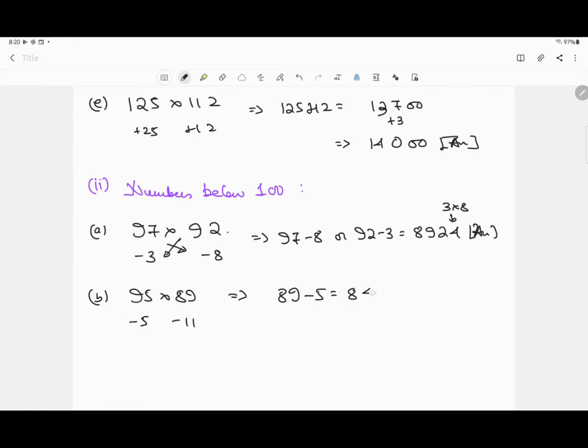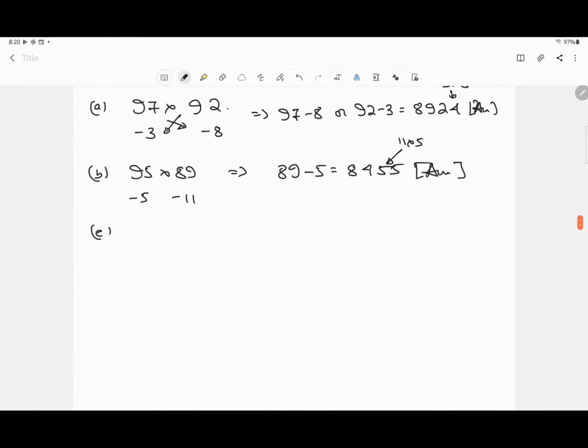So it is 8455. Another example, 88 into 75. So it is minus 12 and minus 25. So what will we do now? It is 75 minus 12, that will give you 63. Now 12 into 25 is 300. So again we are having a 3-digit number, so we will put 00 and we will add 3. So it is 6600. Got it?